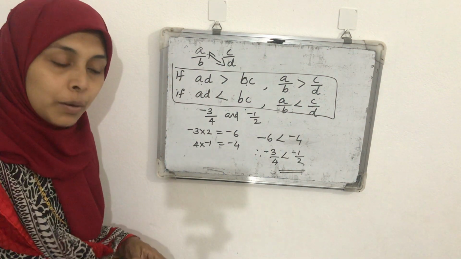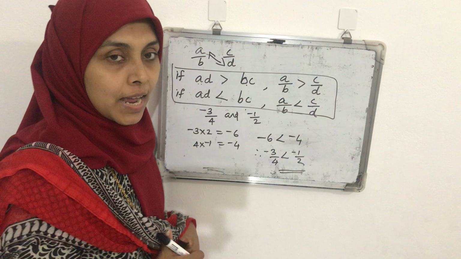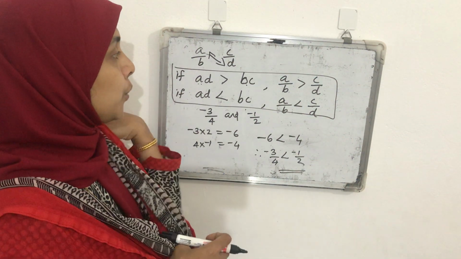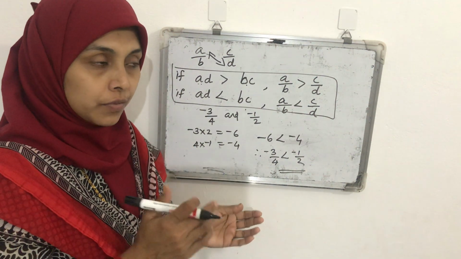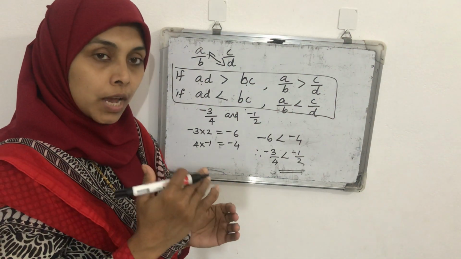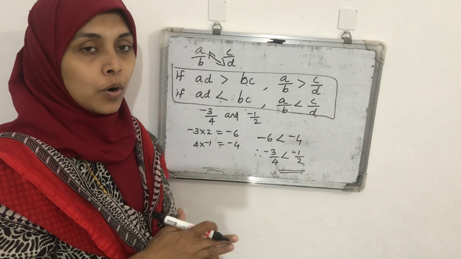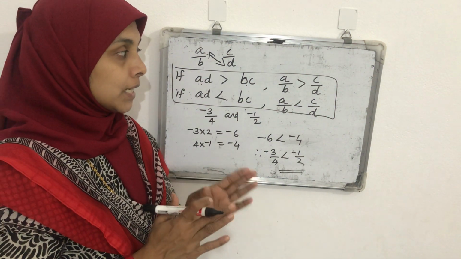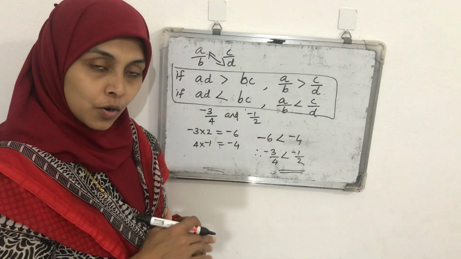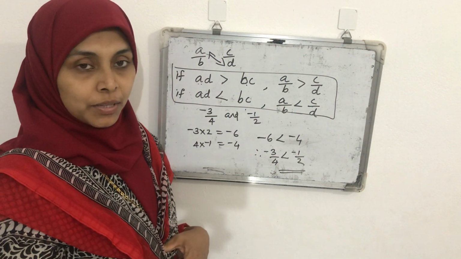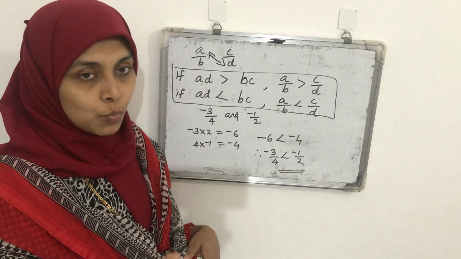So this is one method of comparing rationals. If more than two rationals are given and we are asked to write them in ascending order or descending order, we need to follow another method that we can discuss tomorrow.